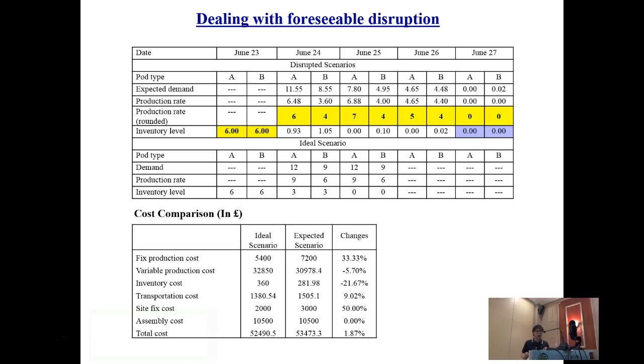And in the middle part of the slide, let's consider an ideal scenario which is free from the negative influence of weather condition. The model can also propose its corresponding initial inventory quantity and production scheme for minimizing the total cost. And by comparing the total operational cost, we can see that if there is a foreseeable disruption owing to the weather condition on the construction site, and if we take the production scheme suggested by our model, the rise of the total cost can be minimized to 1.87%.